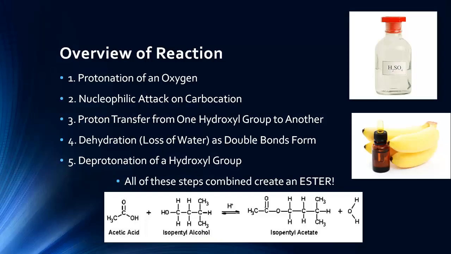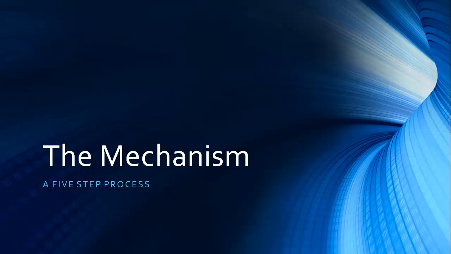We begin with an overview of the steps that take part in the mechanism of this reaction, and the overview is depicted as well. This reaction produces the ester, isopentyl acetate, also known as banana oil. The reaction is slow and reversible. To reduce the chances of the reverse reaction, the ester is distilled off as soon as it is formed. We are going to go over this reaction.